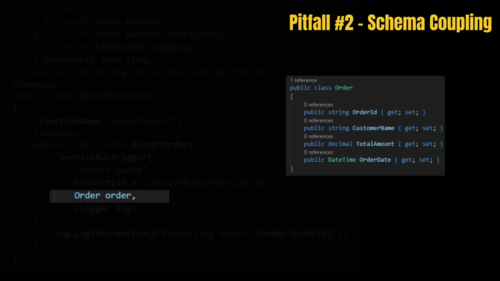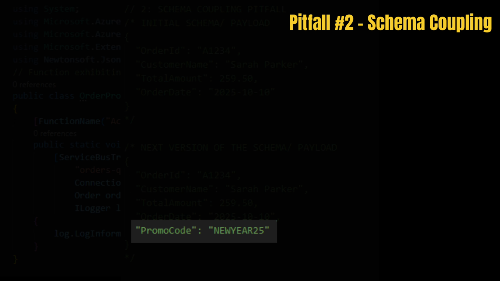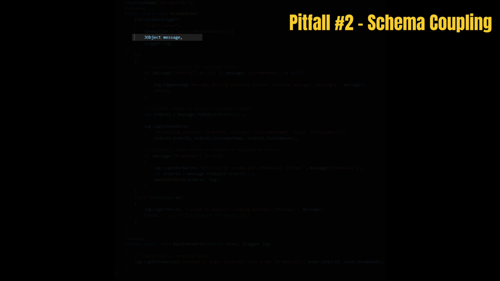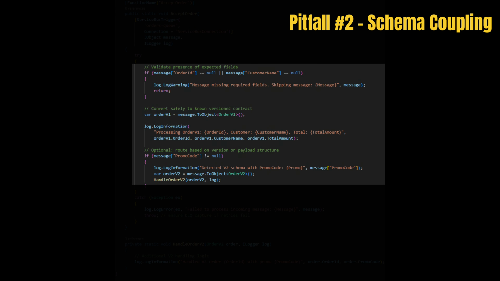A new field appears in your production payloads, and your deserializer says, I don't know what that is. Instead of binding directly to a fixed POCO, bind it to JObject, validate, and then map manually. That's how you survive when producers evolve faster than consumers.